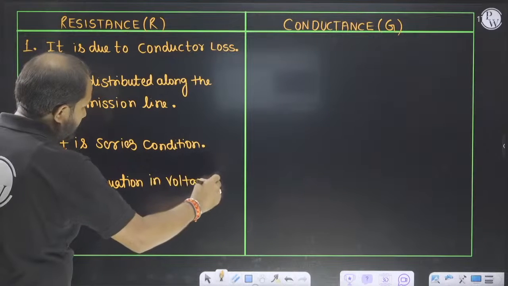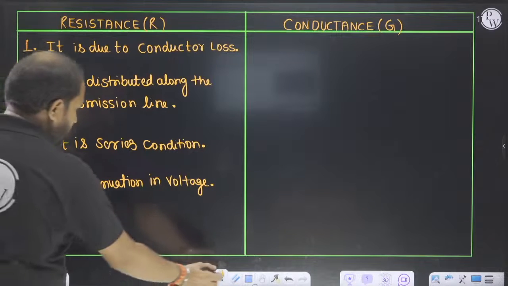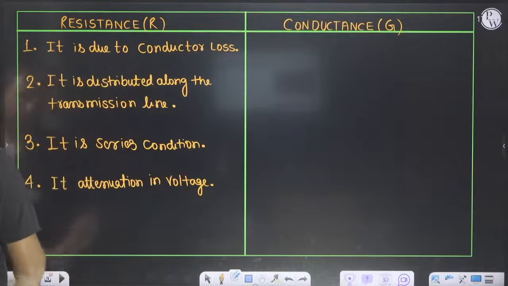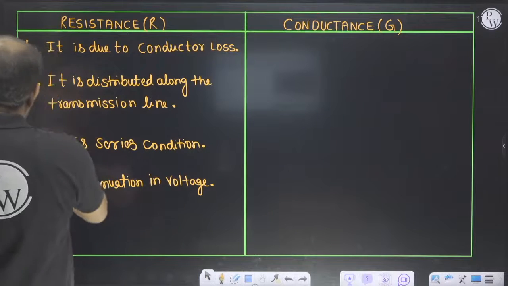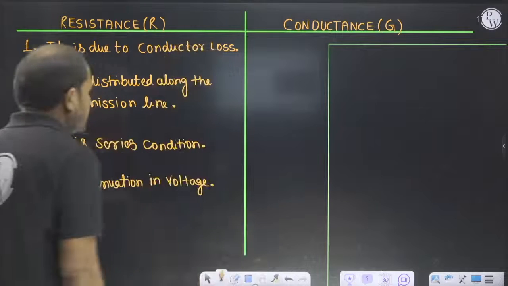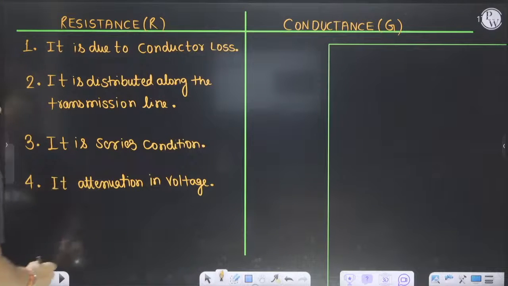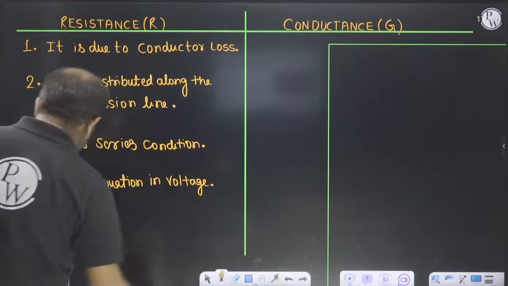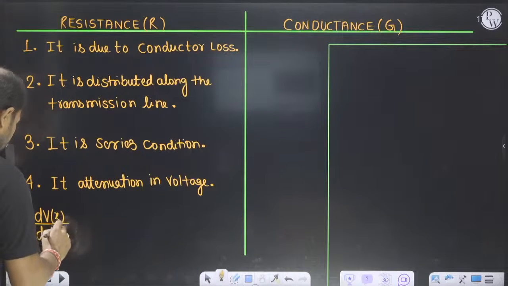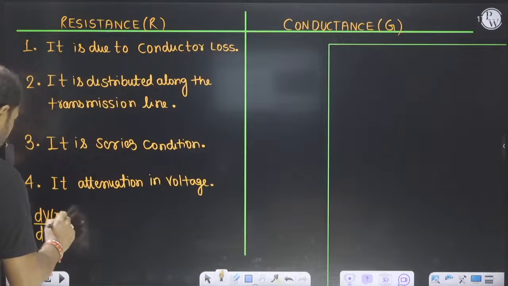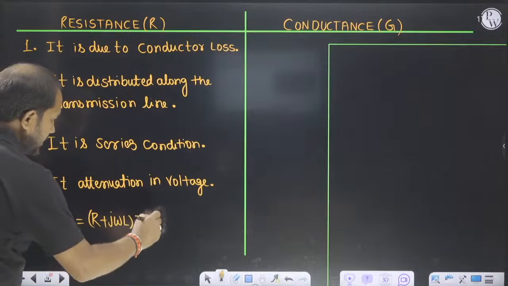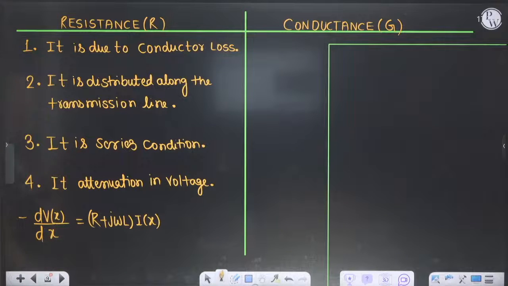Why? I will tell you. It gives attenuation in voltage. Why is it giving attenuation in voltage? I will tell you after some time. Then, dVx upon dx will be minus (R plus j omega L) Ix. Okay, this is the transmission line equation. You can derive this equation, but I am using it to understand the concept.